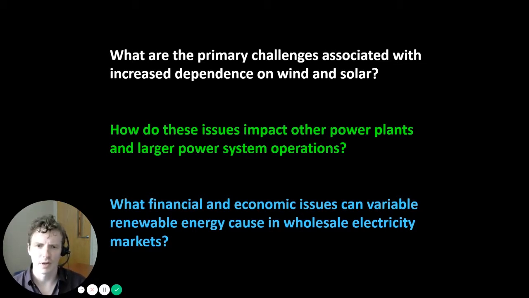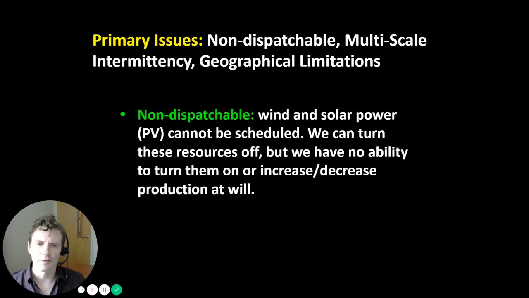And then, what are the financial and economic issues that variable renewable energy can cause in wholesale electricity markets? So, a lot of the issues related to variable renewable energy come down to a couple things. The first is that they're non-dispatchable, which means they can't be scheduled. We also experience multi-scale intermittency. So variable renewable energy comes and goes on multiple time scales, and then there are also geographical limitations. So let's take these one by one.